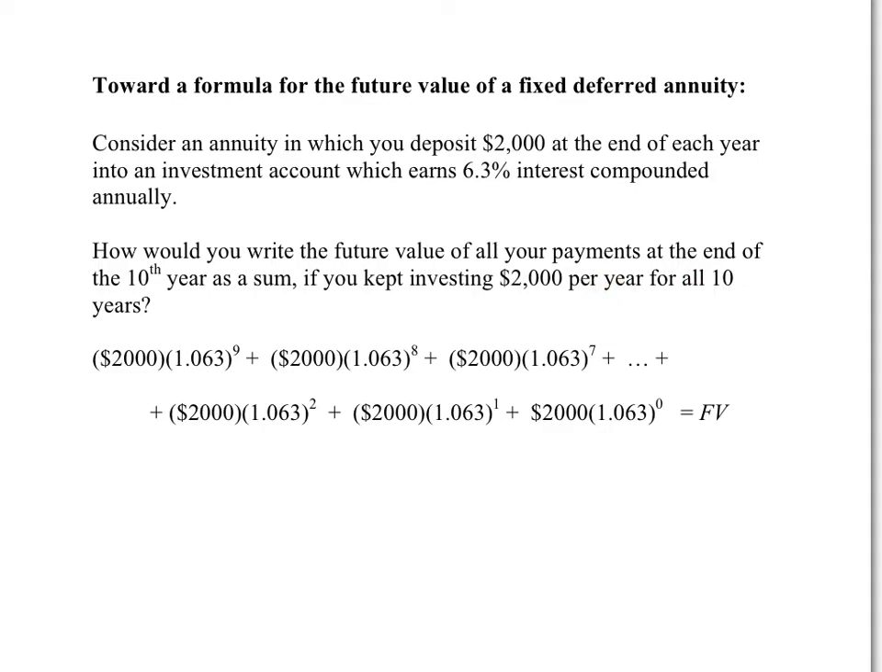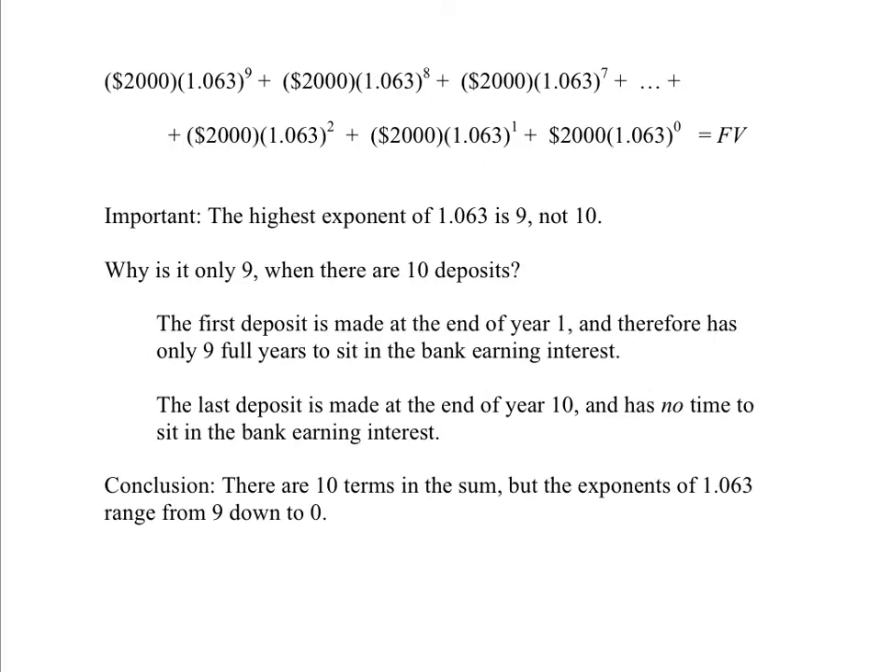Well, there are 10 separate investments here of $2,000 each. Each $2,000 investment is going to grow by some number of factors of 1.063, because the interest rate is 6.3%, and we're compounding annually. So there need to be 10 separate terms in this sum. Now here's an important point that causes a lot of confusion and really deserves some care. The highest exponent of 1.063 is 9, not 10. Now wait a minute, you ask, why is the highest exponent 9 when there are 10 deposits?